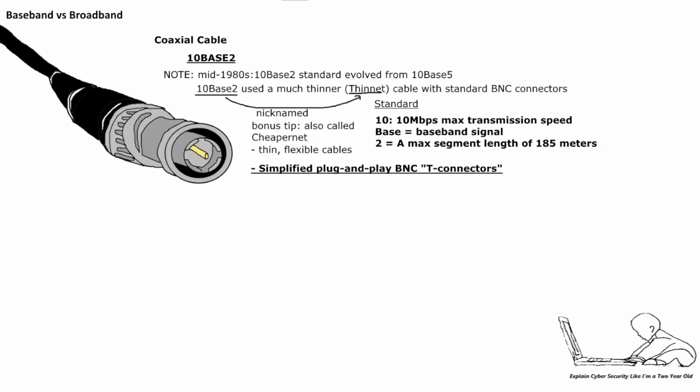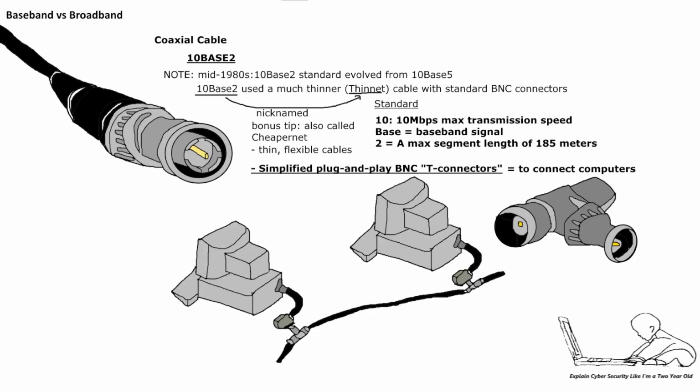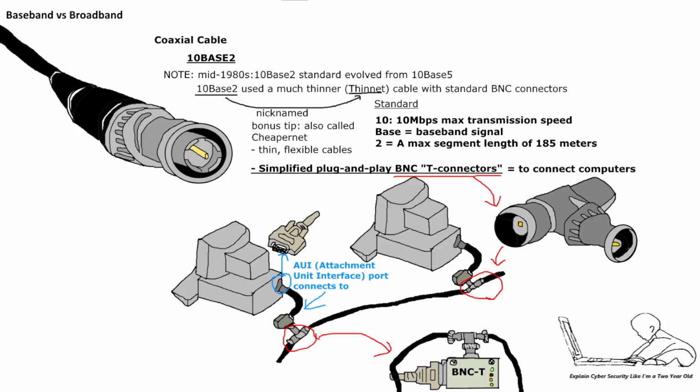And this made it a lot easier to connect computers to the coaxial cable by using a simplified plug-and-play BNC-T connector, which looked something like this. And it was a lot easier to put the coaxial cable through this BNC-T connector, unlike the vampire tap, which had to be drilled into the coaxial cable. And so it would look something like this, with the computers connecting with a BNC-T connector, as well as the AUI attachment unit interface, the same as the 10Base5. The only difference being that a vampire tap is not needed. Instead, a BNC-T connector is needed to connect the coaxial cable, which is a Thinnet 10Base2. And if we zoomed in, it would look something like this.